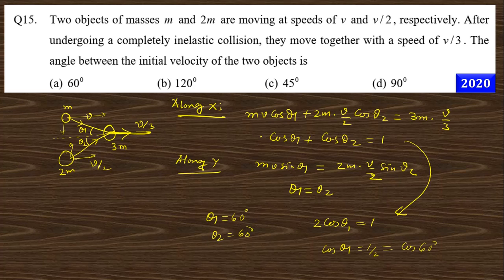So the angle between these two is the total theta 1 plus theta 2. This is nothing but 60 plus 60, 120 degrees. So option number B is the correct answer of this question. Go to the next one.